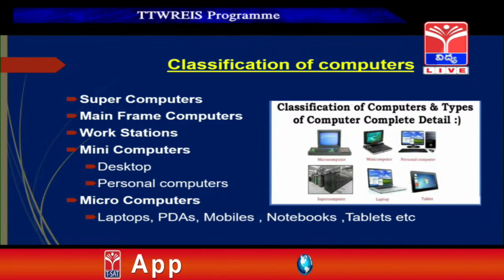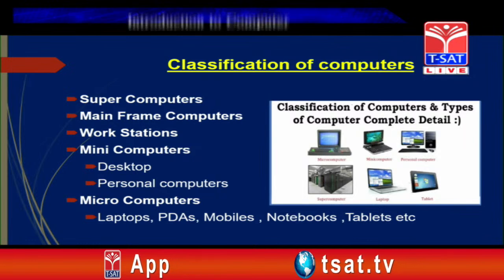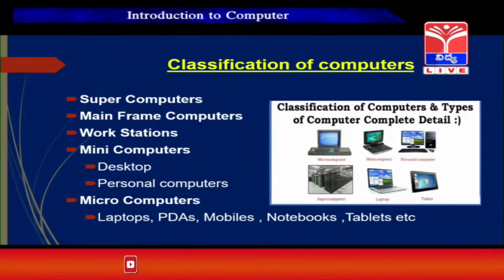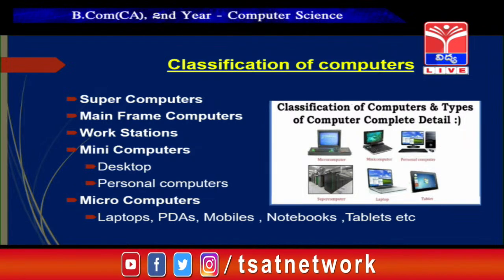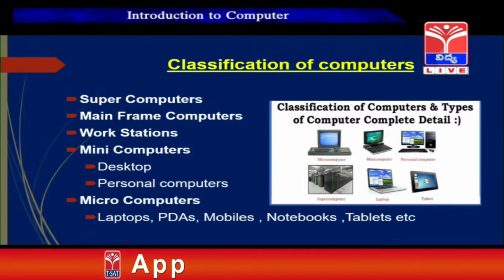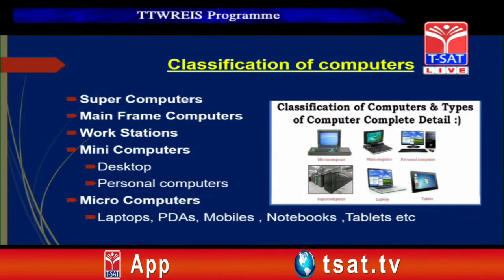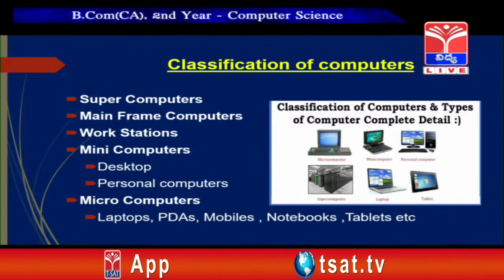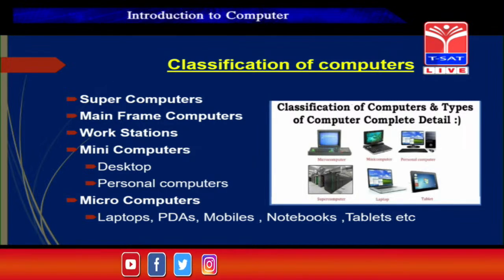Here supercomputers are used in weather forecasting, coal mining, digging, etc. And here mainframe computers store huge amounts of data, especially used in banking sectors, and workstations are used in video games and call centers. Here mini computers were invented in the 1960s, and the mini computers are classified into 2 types. Those are desktop computers and personal computers.